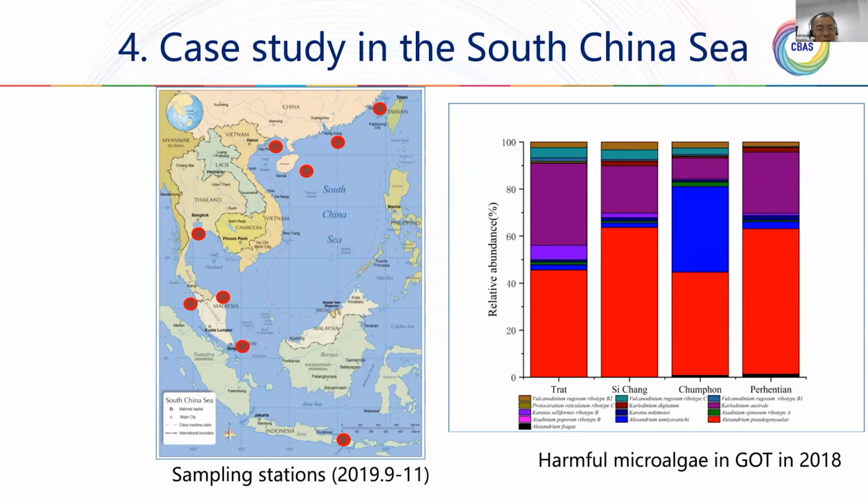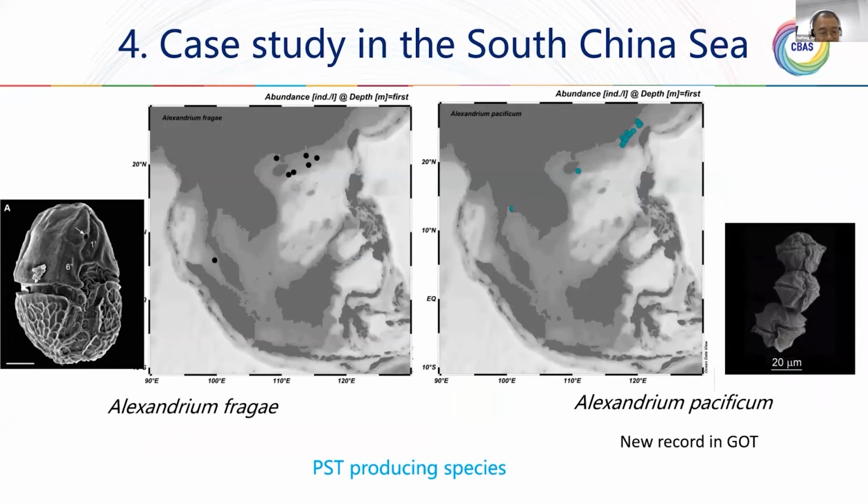So these are the sampling areas. We focused on the tropical areas and also subtropical areas, and we collected the samples at nearly the same time, from September to November in 2019. So here are the basic preliminary results. Three paralytic shellfish toxin-producing species were detected: Alexandrium tamiyavanichii, Alexandrium fragae, and Gymnodinium catenatum.